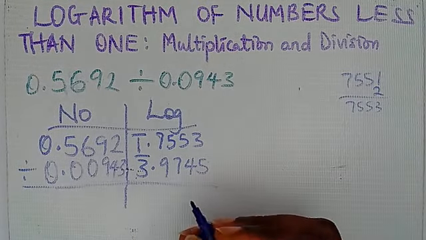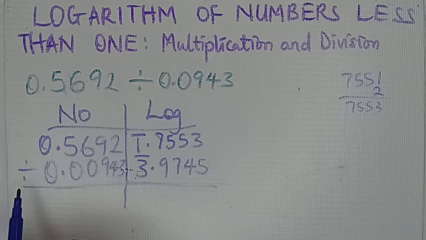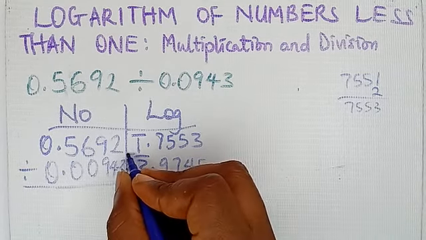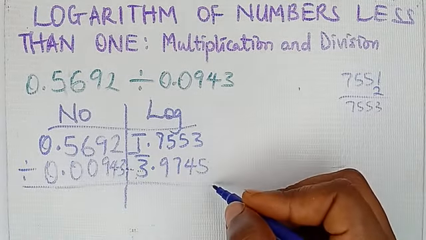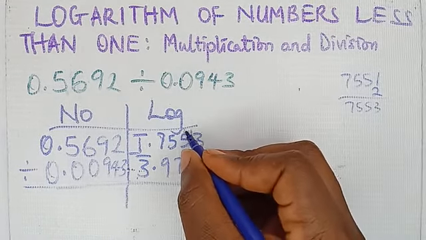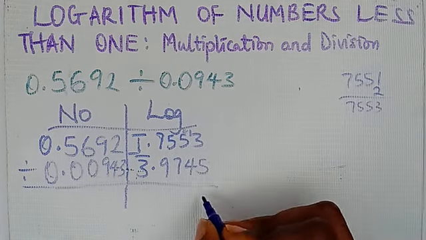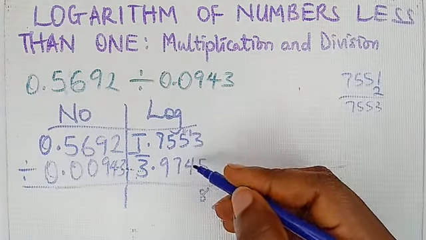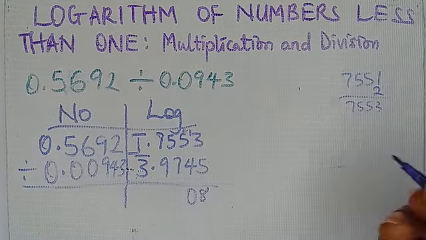9745. So it's division. So all we do to its log is subtraction. 3 minus 5, we cannot handle, so we have to borrow 1. So this remains 4. 13 minus 5 is 8. This remains 4. 4 minus 4 is 0.